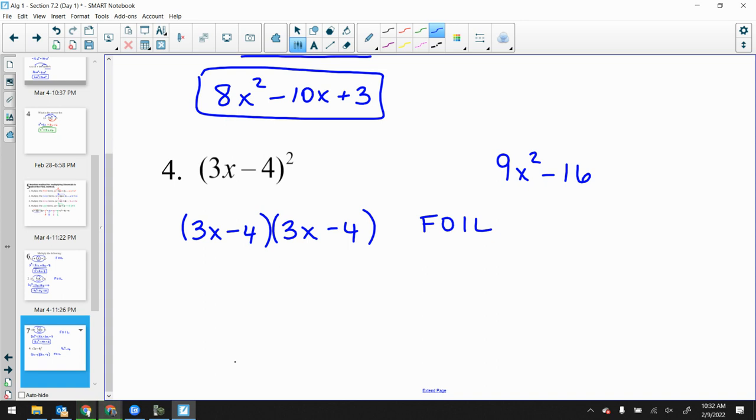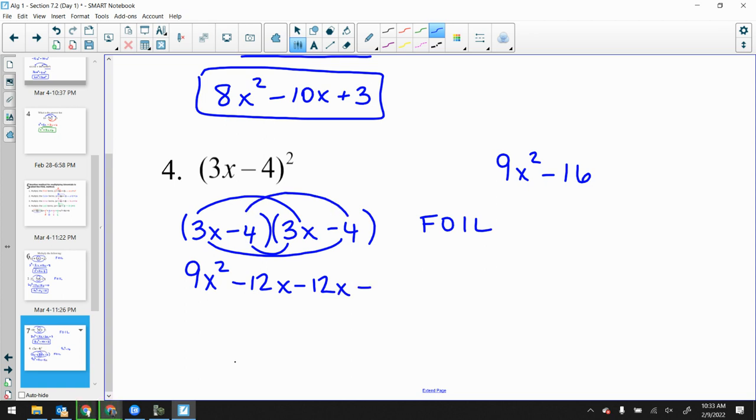F for firsts. 3x times 3x. 9x squared. Okay, we're looking good so far. Maybe that is the right answer. Outer. 3x times negative 4. Minus 12x. Now, take a look here. Now, this is unique. Negative 4 times 3x. Another minus 12x. Negative 4, positive 16. Okay, maybe we're close. Maybe it's just a plus 16.